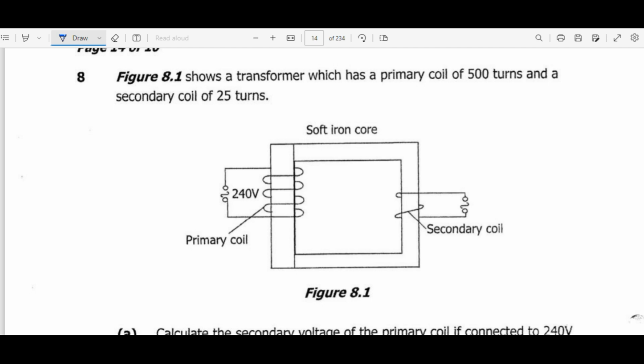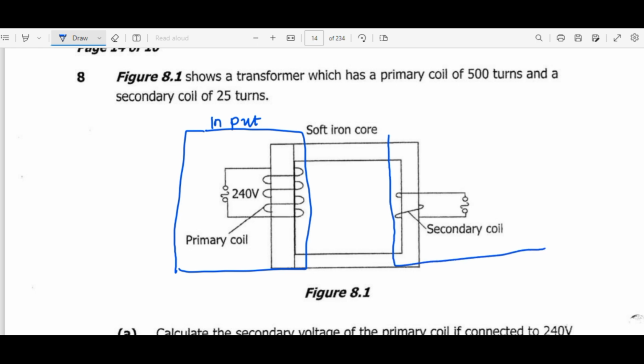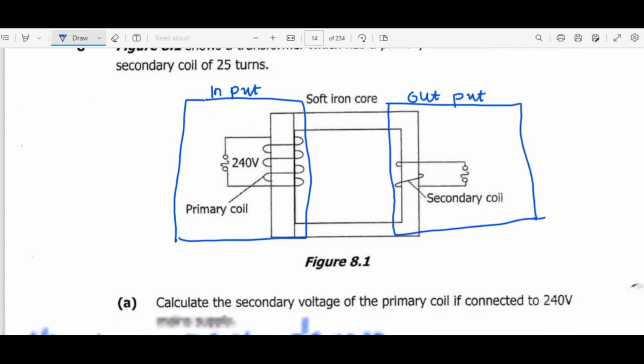There is the primary coil, which is this part. Whatever information you have under the primary coil is considered to be the input. Then this side is where the secondary coil is. This is where we have the output. The input is the voltage or current that you are trying to transform, and the output is just the result. Now, let's have a look at the first question.